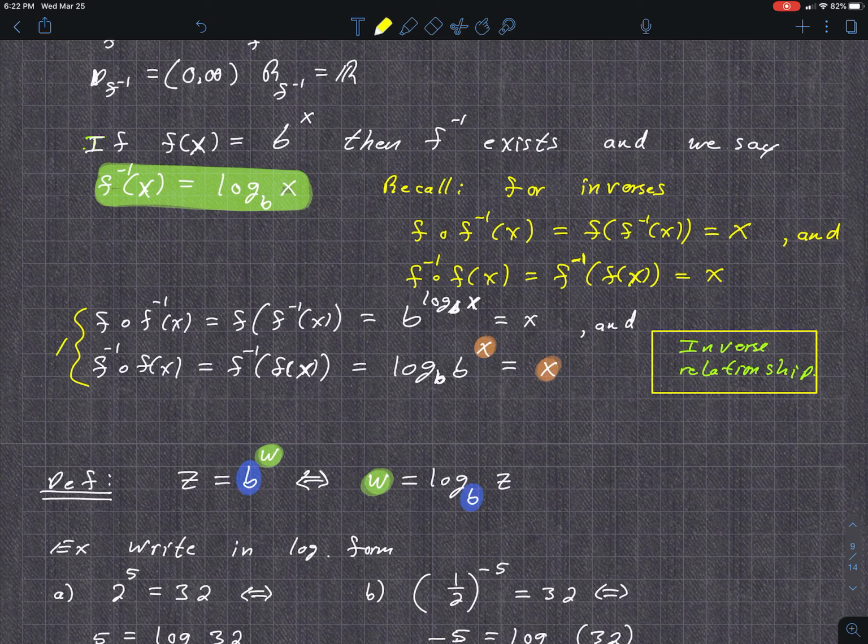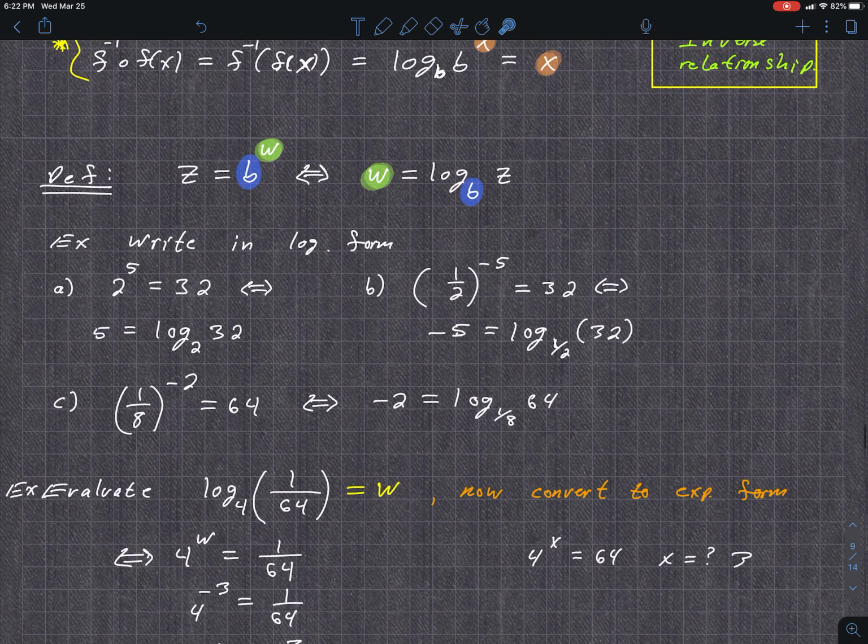This is a really important formula to understand how these work. If you understand this formula, you will really get this whole section, the next couple of sections. So try to work with that more.